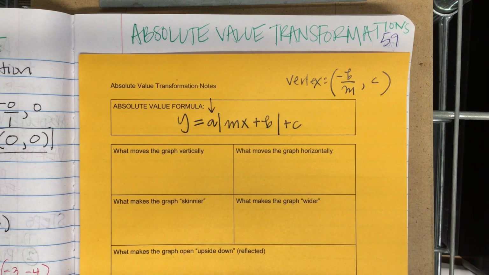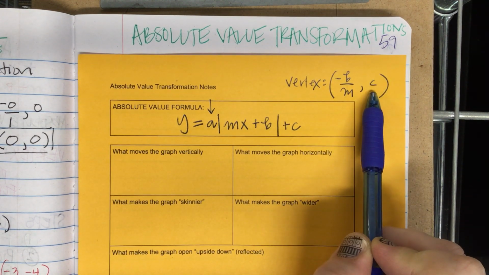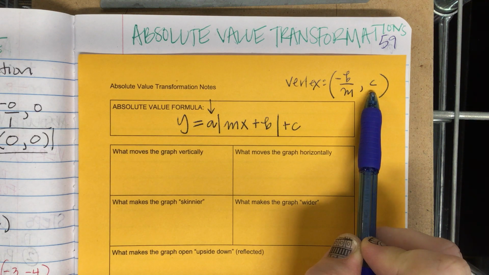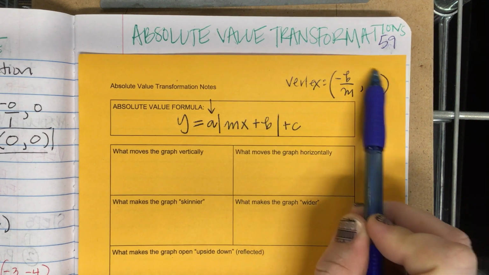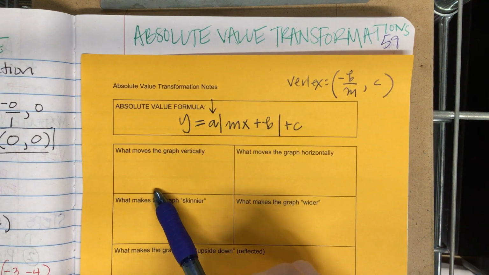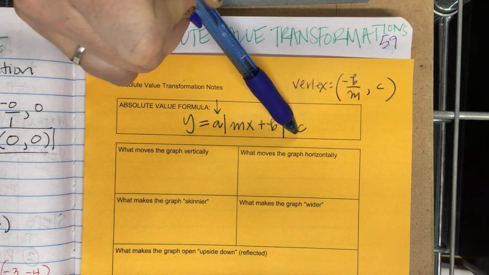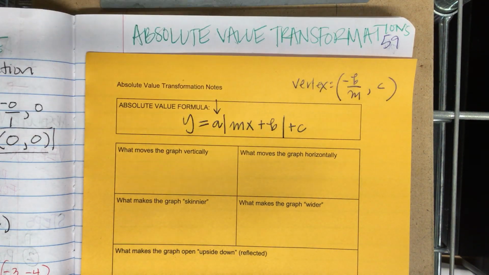If this is the vertex, right, this is an ordered pair. This is your x value and this is your y value. Is that true? Looking at the vertex, if this is the x value and this is the y value, what would move your graph vertically? What would move your graph up and down? What variable in this formula moves your graph vertically up and down? Joseph? C.